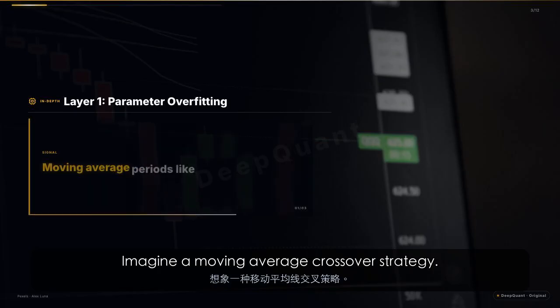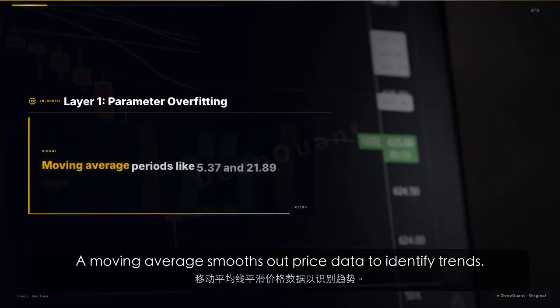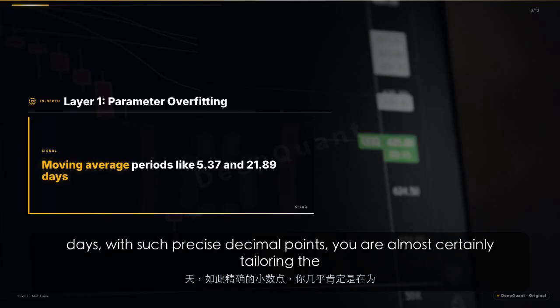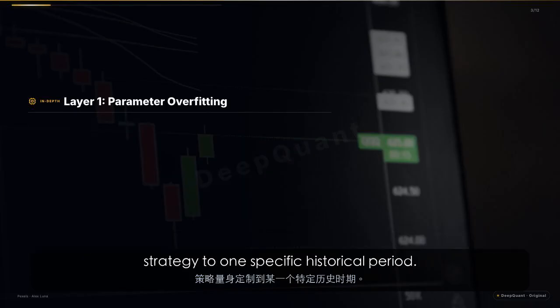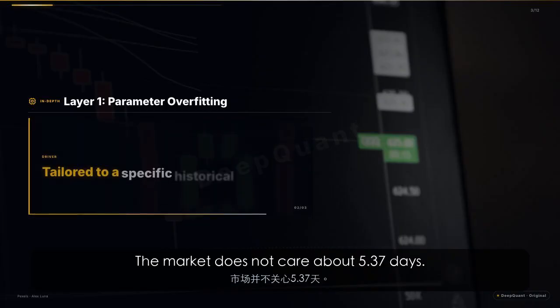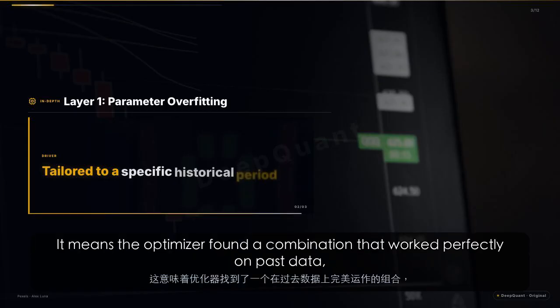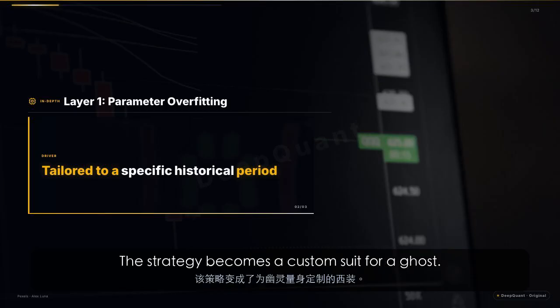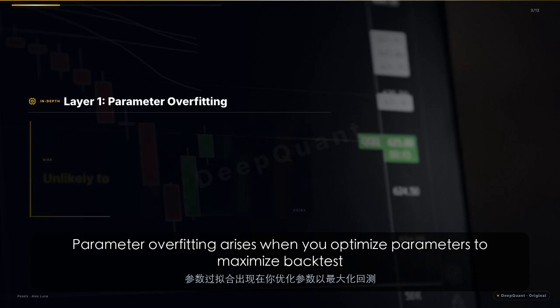Imagine a moving average crossover strategy. A moving average smooths out price data to identify trends. If you tune the fast moving average to 5.37 days and the slow one to 21.89 days, with such precise decimal points, you are almost certainly tailoring the strategy to one specific historical period. The market does not care about 5.37 days. This precision is a red flag. It means the optimizer found a combination that worked perfectly on past data, but that combination is unlikely to repeat. The strategy becomes a custom suit for a ghost.